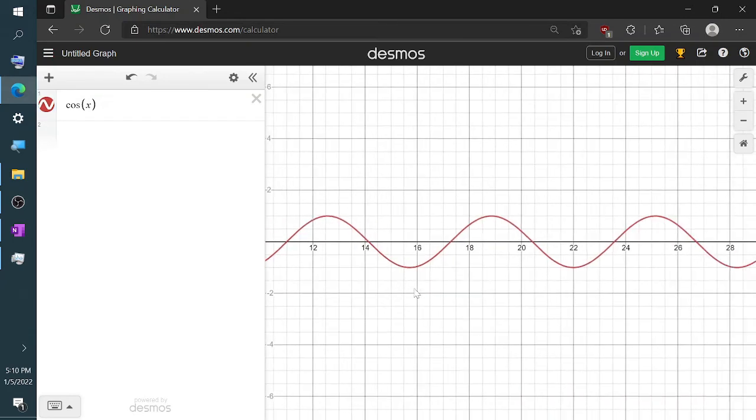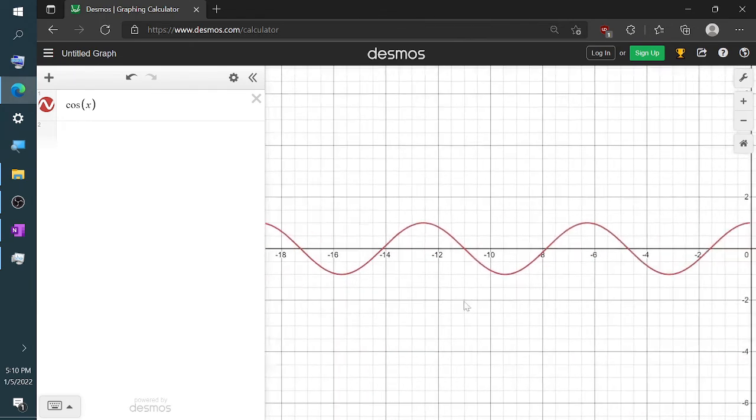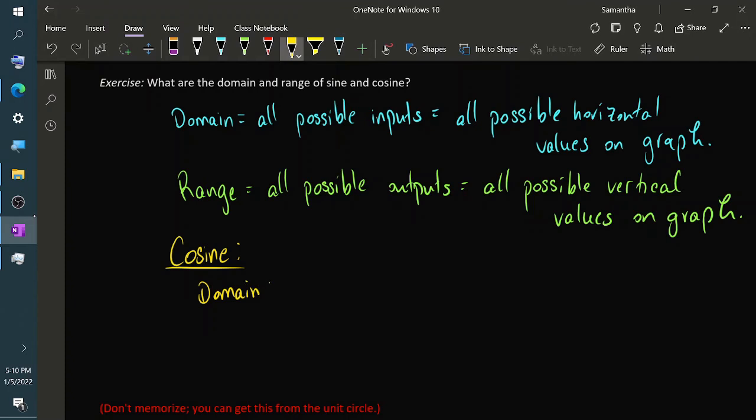No matter how far I scroll to the right, no matter how far I scroll to the left, the graph carries on infinitely in both directions. The graph does not have any holes, asymptotes, breaks, jumps, etc. The graph continues smoothly, infinitely to the left, and infinitely to the right. So as a result of that, I would say that the domain of cosine goes from negative infinity all the way to positive infinity. The domain, based on the graph, is negative infinity to infinity, aka all real numbers.